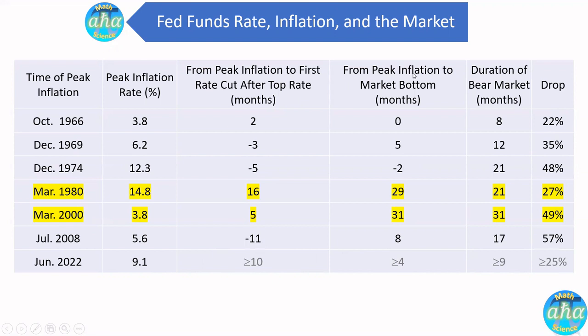And what about the time from peak inflation to market bottom? Well, it has to be more than 4 months. If the October 2022 low is the market low, then it's going to be 4 months. But if it's not, then it's going to be more than that. And the corresponding duration of bear markets is based on the October 2022 low being the bottom, but we don't know that yet. And same thing here: the 25% drop is based on the October low, but we don't know that information. If the market bottom is not in yet, then this number would also be bigger.